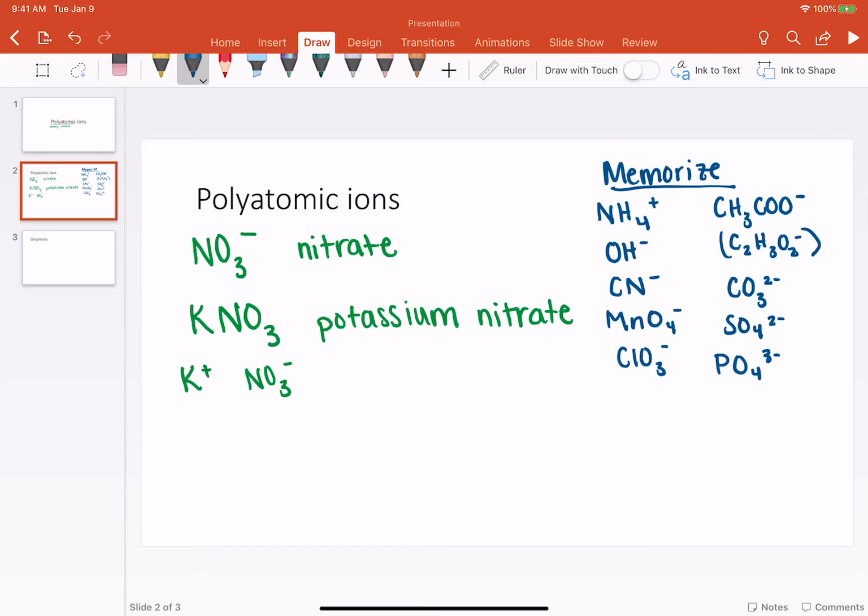So again, these are all the ones I want you to memorize, and I want you to look up the names. You need to be able to match the names with the formulas so that you can name ionic compounds when they contain polyatomic ions.